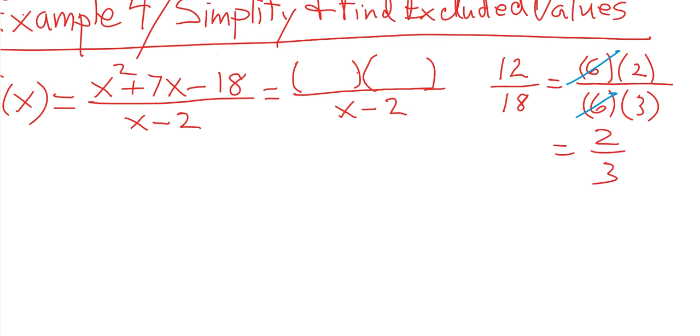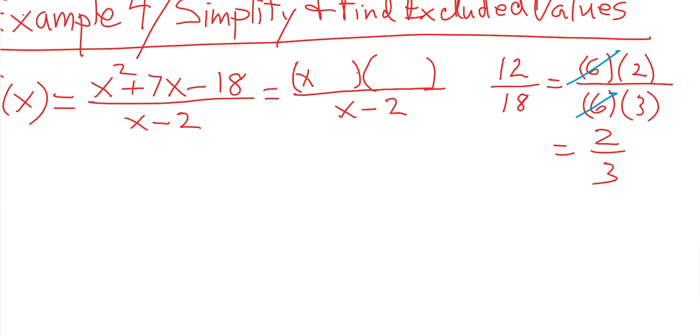In addition, we want to look for excluded values, which is clearly, there's no variables in this simple fraction, so that doesn't apply. But here we have a trinomial in the top, a second degree trinomial, and then we have x minus 2 in the denominator. So let's see if we can factor this.